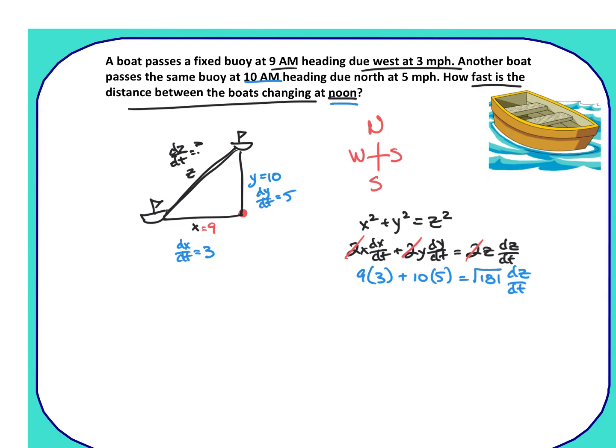All right, and then how do I solve for dz/dt? I just divide by the square root of 181. All right, and so let's do a little bit of math. 9 times 3 is? 5 times 10 is? We add them together, we get 77 over the square root of 181. And that is how fast the distance of my boats is changing.